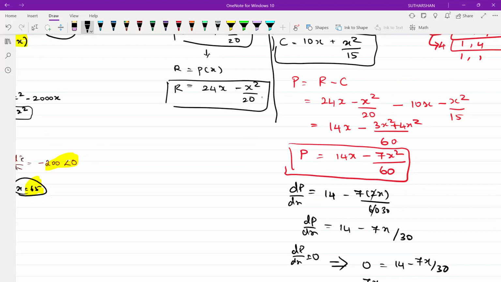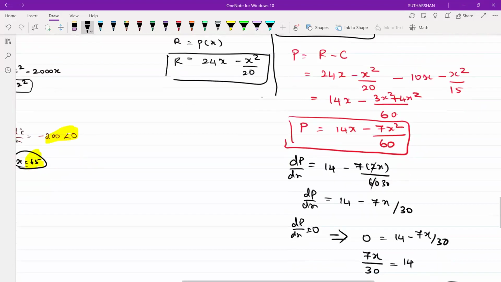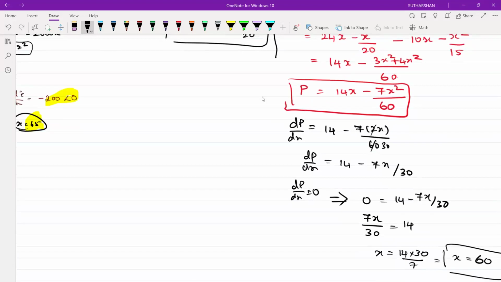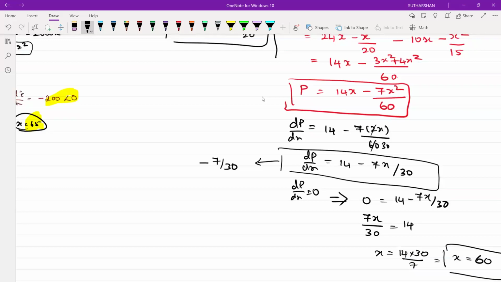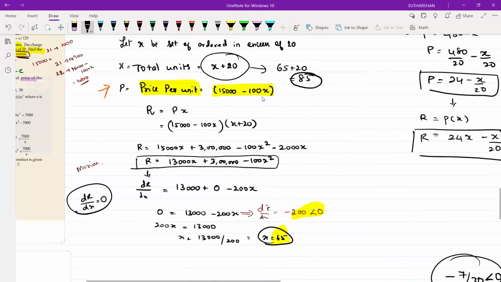Or if I do differentiation again, the second form of differentiation, this original equation will become minus 7 by 30, right? 14 will become 0 if I differentiate again. Minus 7x will become into 1, so minus 7 by 30. Correct? It is less than 0. Yes, sir. So the profit is going to be maximum at 60.